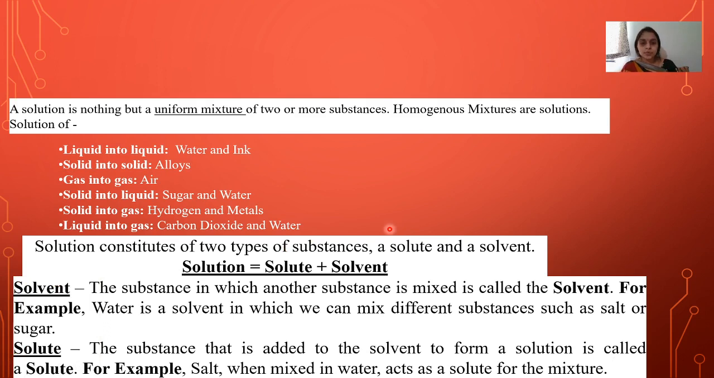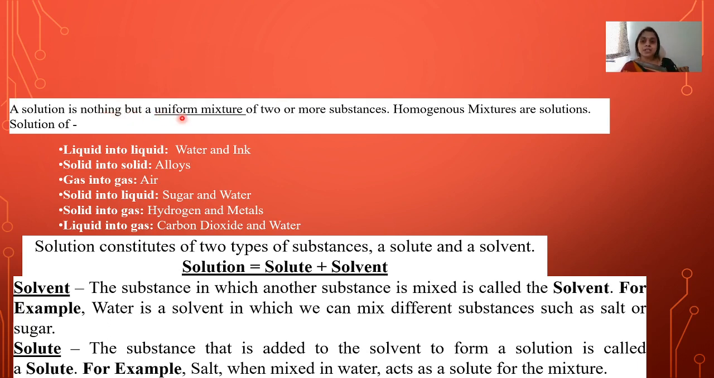Today, in this video, you'll be studying about solution, different types of solution, and problems based on that, like how to find out the concentration, mass percentage, volume percentage, what is solubility, and problems based on solubility. Here we go with the solution.